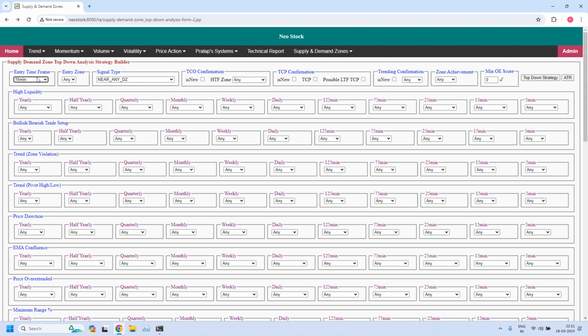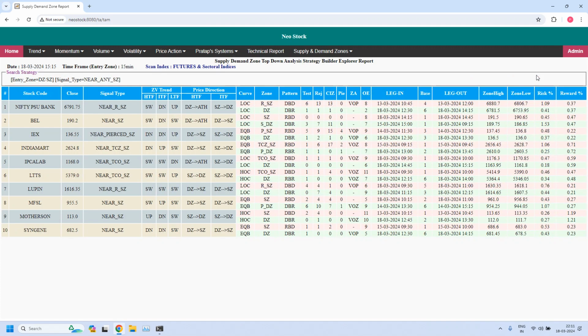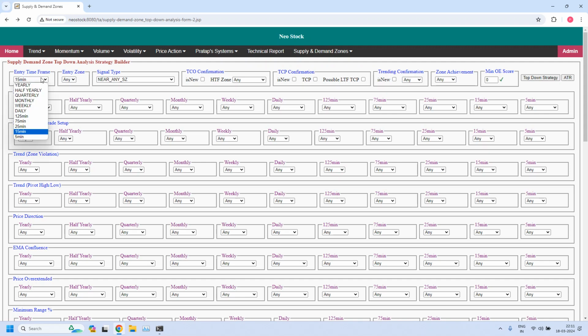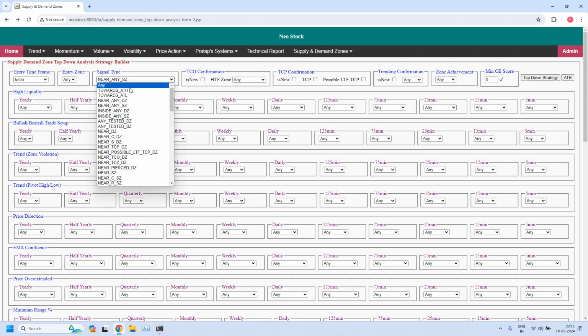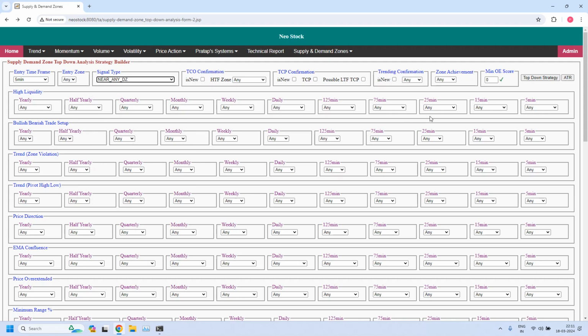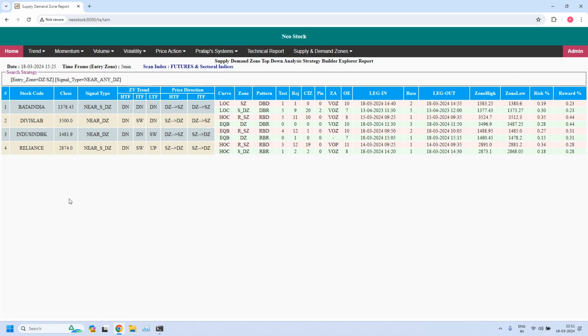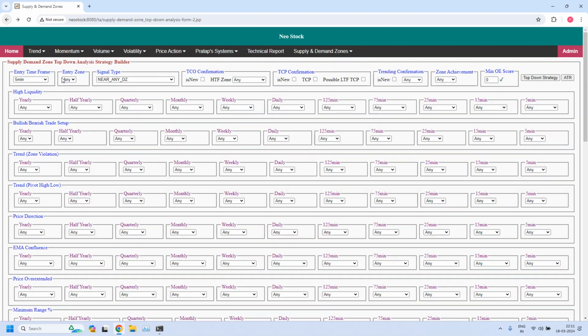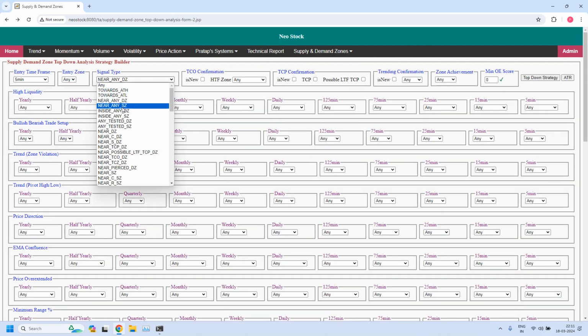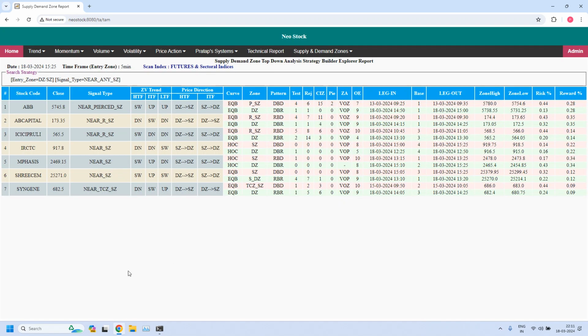Going back, 15 minutes time frame. Let us find the stocks near the 15 minutes supply zone. So we have identified 10 stocks. I'm going back, changing the time frame to 5 minutes. Let us identify the stocks near 5 minutes demand zones. So 4 stocks are filtered. So going back, for the 5 minutes time frame, let us find the stocks near the 5 minutes supply zone. 7 stocks are filtered. So these are the stocks near demand and supply zones.